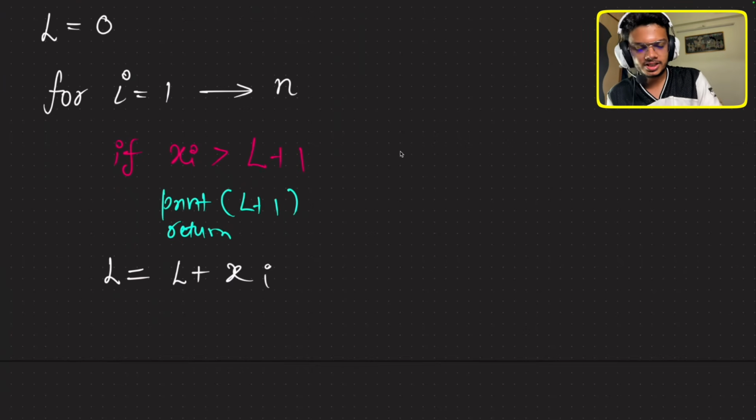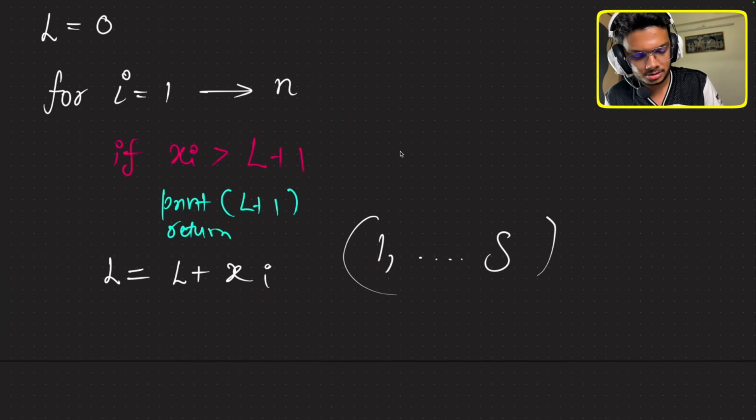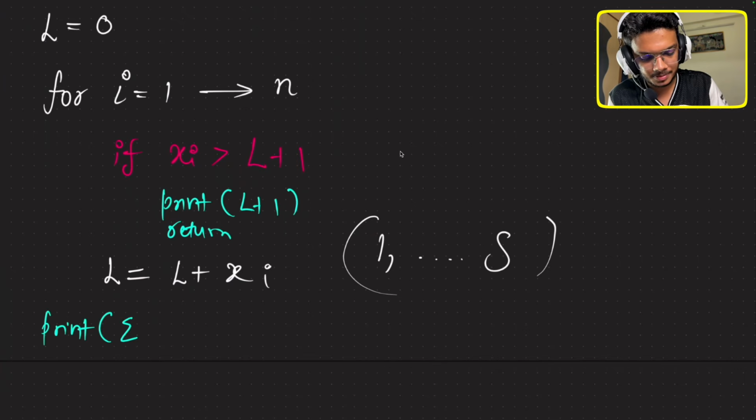Great. Now when this loop ends and you have still not returned, it means you can create all the values in the range 1 till the sum. Sum meaning the sum of all the elements in the array, right? So in this case, you can maybe print the sum of all the array elements plus 1.